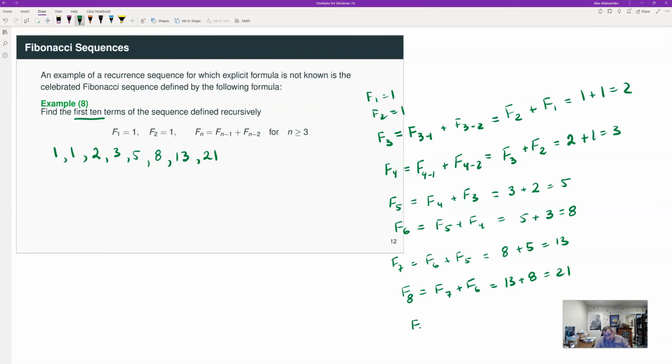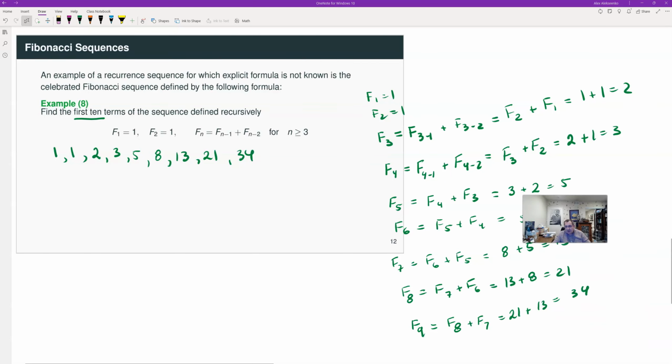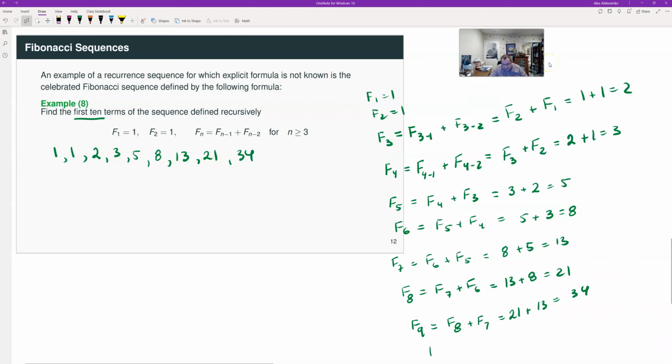And F9 equals F8 plus F7. It's 21 plus 13 equals 34. And the last one, F10, is F9 plus F8, which is 34 plus 21, equals 55.